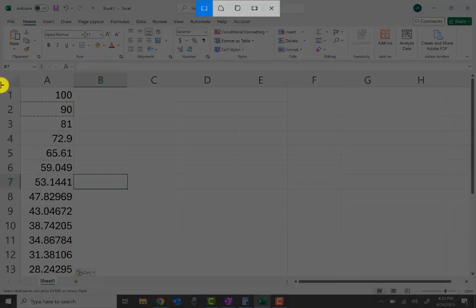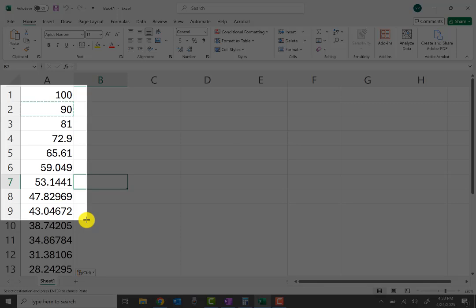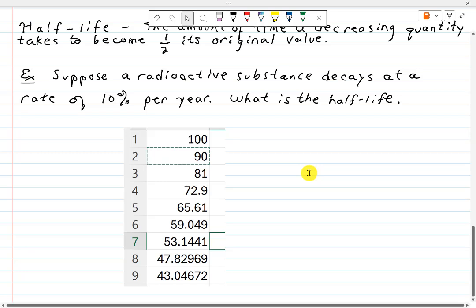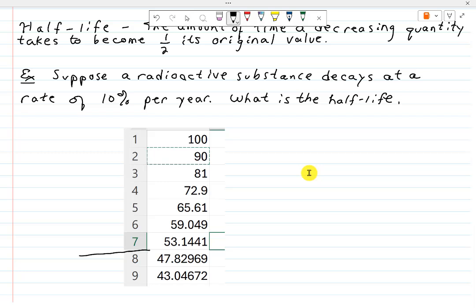We don't have any methods to determine half-lives exactly because we don't use logarithms in this class. And so where am I looking? Right in here is the spot. So somewhere in year 8 was our half-life.